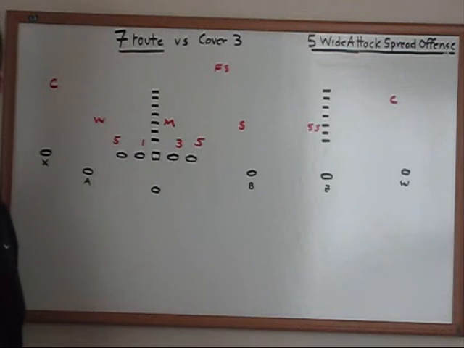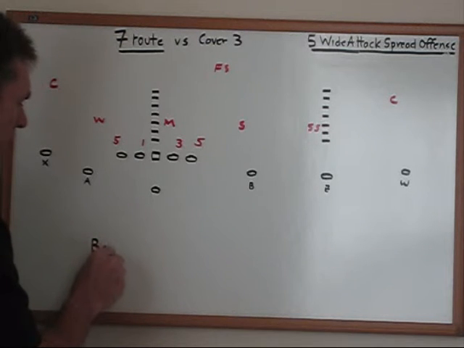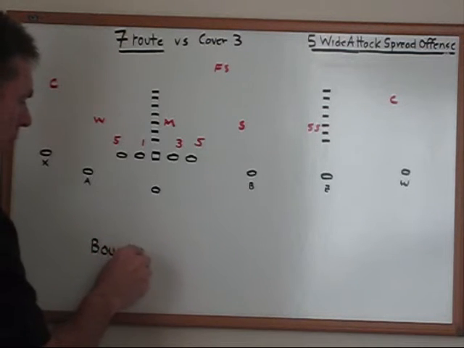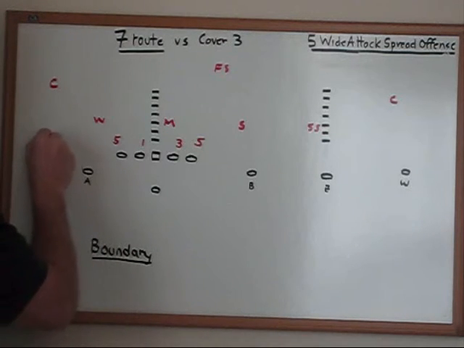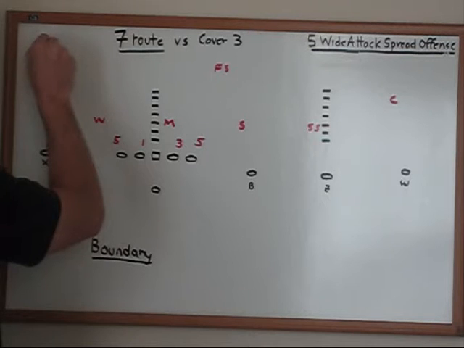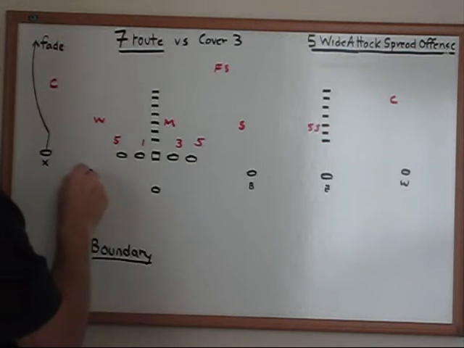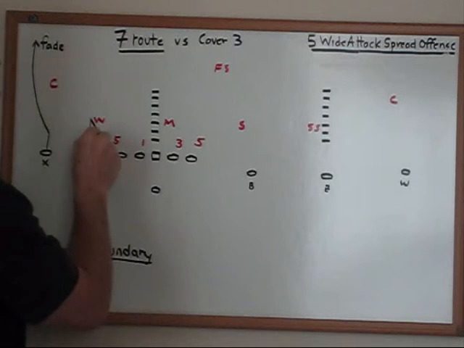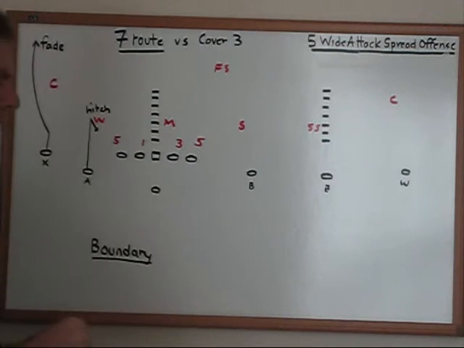We're going to talk now about the 7 route and the 5 wide attack offense, and we'll start with the boundary. Into the boundary, this X in the 7 route is going to run a fade route. And in the 7 route, the A back, or the A receiver, is going to run a hitch. Specifically, these are one-on-one type routes that we can use if there's a matchup that we like.